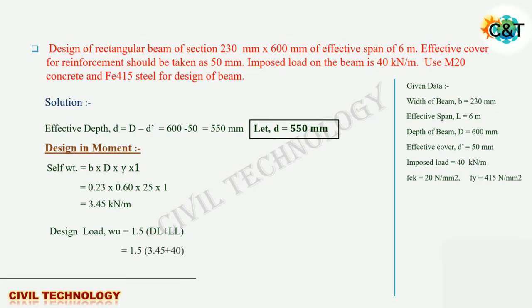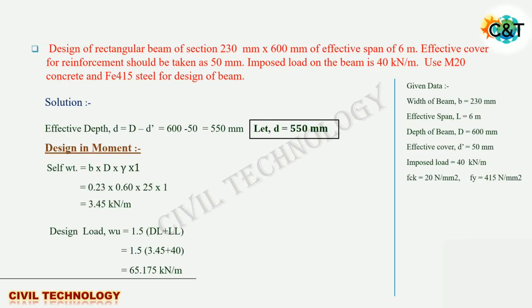So just put down the dead load and live load value, so you can get the design load for our moment calculation, that is 65.175 kN per meter. So for this much load we have to design our beam, and accordingly we can decide the reinforcement required for our beam.